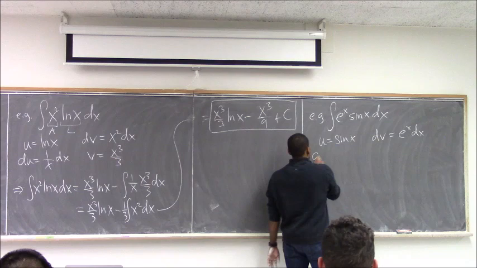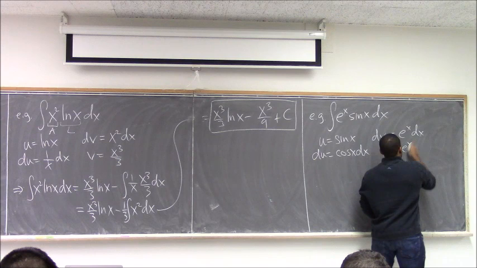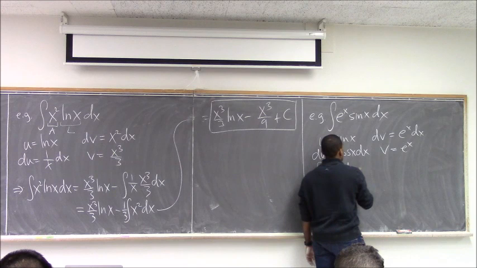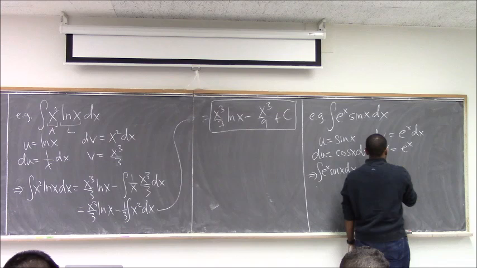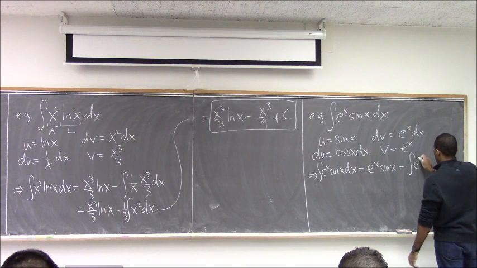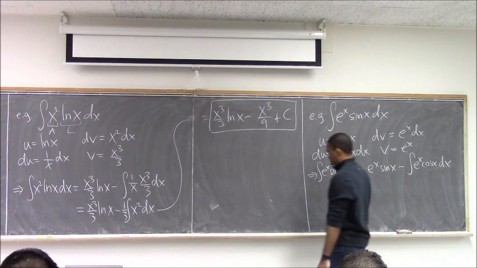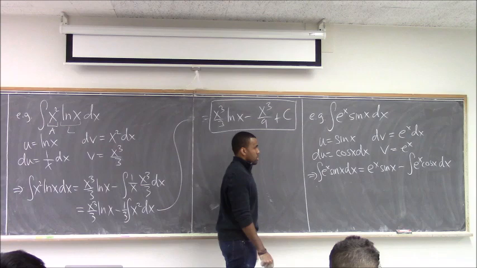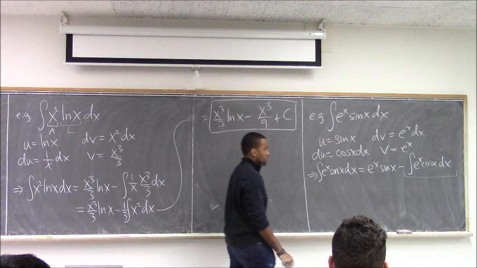Anyway, du is going to be our cosine. v is going to be e to the x. And we're going to plug it into this formula. So, u times v minus the integral of v du. So to compute this integral, I need to compute over this. So now, how do I do this integral? Can you add on the other side? Huh? Can you?